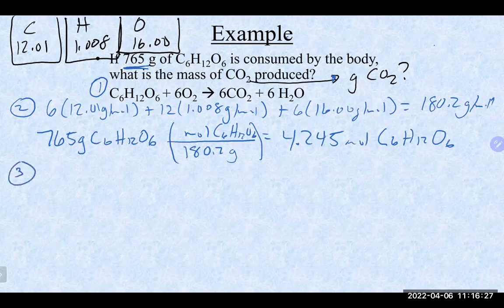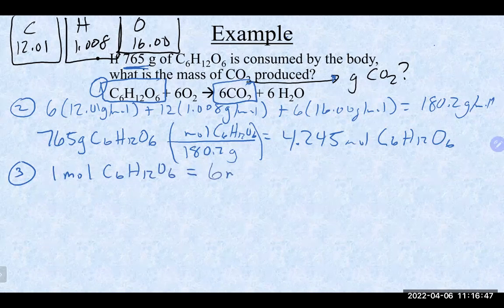Again, we're going to go to the equation and find the two things we're interested in. Obviously, here we are interested in what we just converted, and we are also interested in what we are trying to find, which is the CO2. And from the equation, we can see for every 1 mole of C6H12O6 we toss in there, we get out 6 moles of CO2. Again, just simply the coefficients for that relationship.